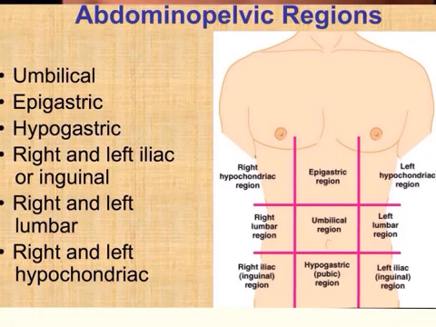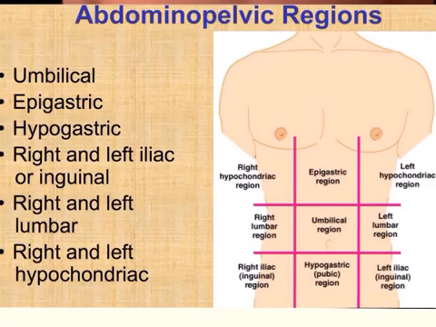Just like we had the 4 body quadrants, we also have the 9 regions of the abdominal pelvic cavity. You'll notice that we have a tic-tac-toe drawn here, and we have the umbilical region, which is where we have the belly button. This is the centermost region. The epigastric is the region superior or above the umbilical. The hypogastric is inferior to the umbilical area. We have both the right and left iliacs, which are located on either side of the hypogastric.